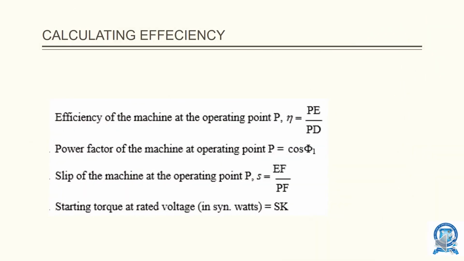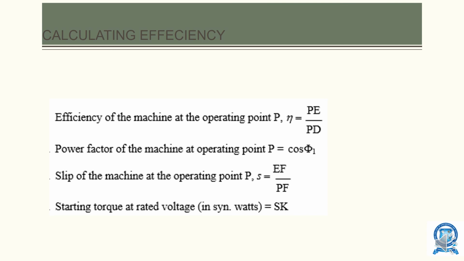Next, you can also calculate efficiency, power factor, slip and starting torque by using these formulas. Efficiency of the machine, eta, is equal to PE by PD, and power factor of the machine is equal to cos phi 1, slip of the machine is EF by PF, and starting torque is SK.